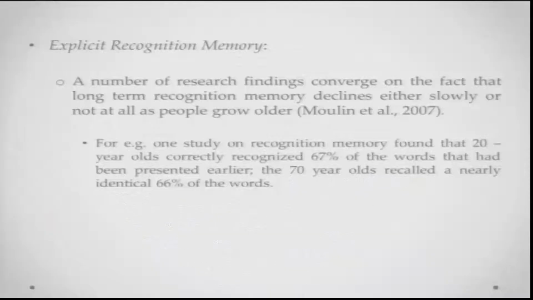A number of research findings have converged on the fact that long-term recognition memory, where explicit recognition is required, either declines slowly or not at all as people are growing older. In one of the studies, a recognition memory task, they found that 20-year-olds correctly recognized around 67% of the words that had been presented earlier, and 70-year-olds recognized around 66% of the words. So, there is almost no decline here.